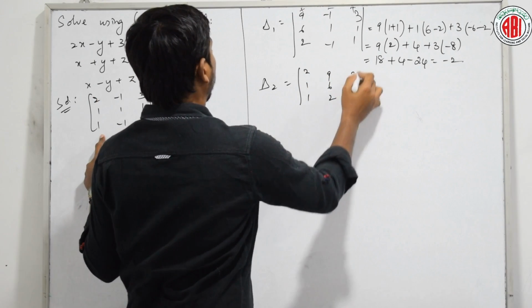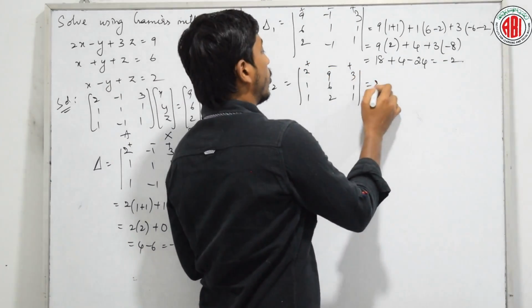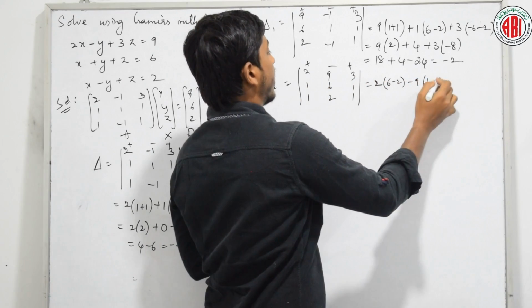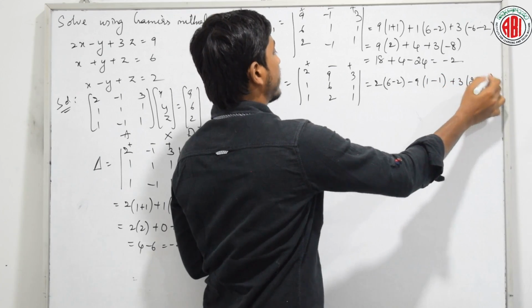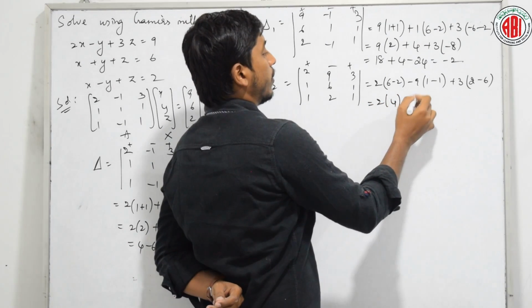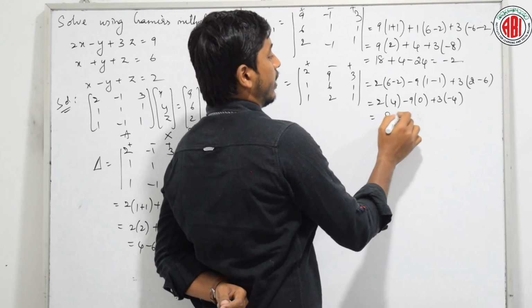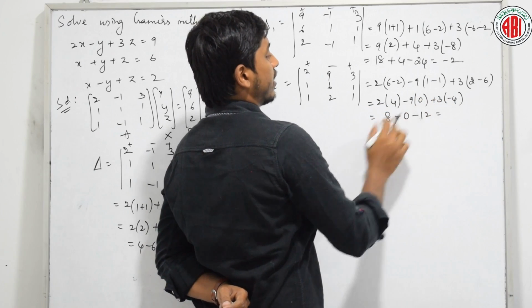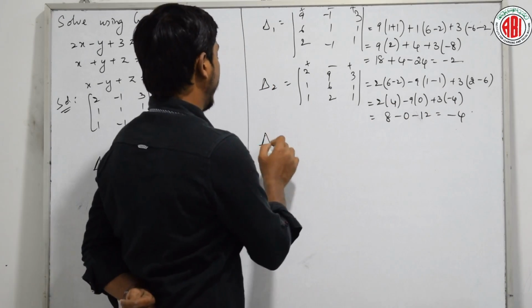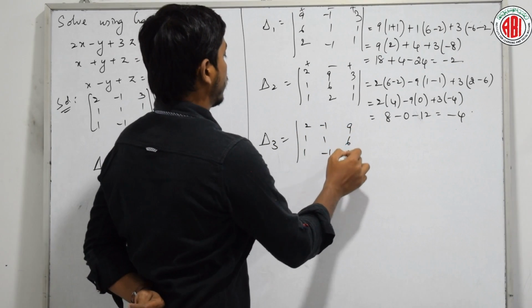9 6 2, 3 1 1, plus minus plus. Is it okay? Now 2 into (6 minus 2) minus 9 into (1 minus 1) plus 3 into (2 minus 6). Okay. Then 2 into 4 minus 9 into 0 plus 3 into minus 4. 4 2s are 8 minus 0 minus 12. That is 8 minus 12 is minus 4. Okay. Similarly, let us find delta 3, that is 2 1 1, minus 1 1 minus 1, 9 6 2.